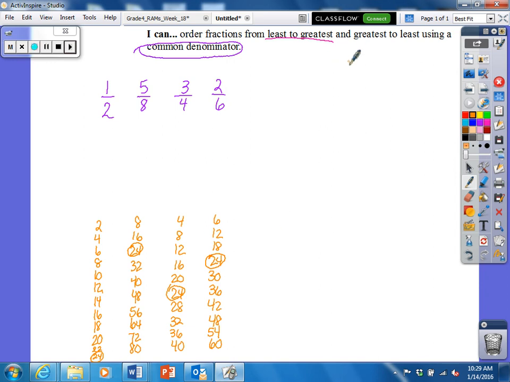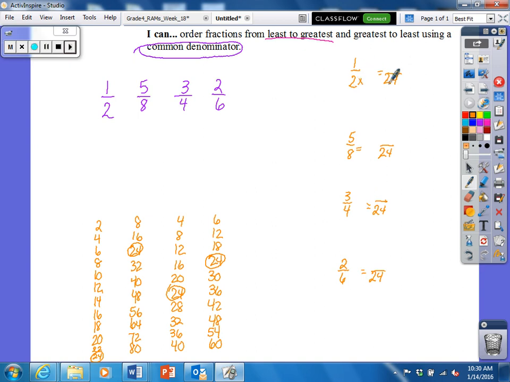So I like to list them off to the side going vertically. So 1/2 equals something with a denominator of 24. 5/8 equals a denominator of 24. 3/4 now will become a denominator of 24, and 2/6 will now have a denominator of 24.